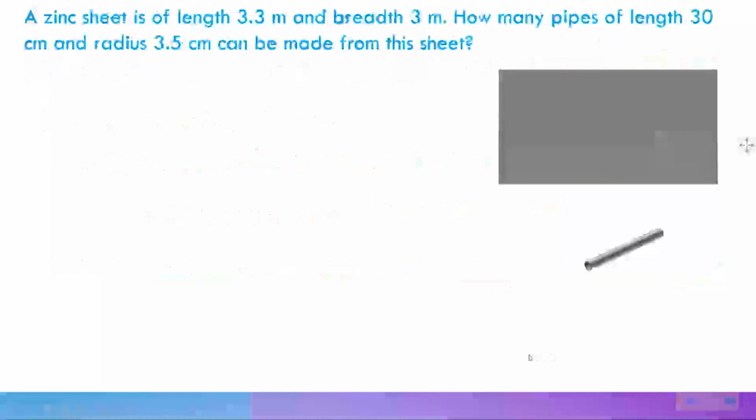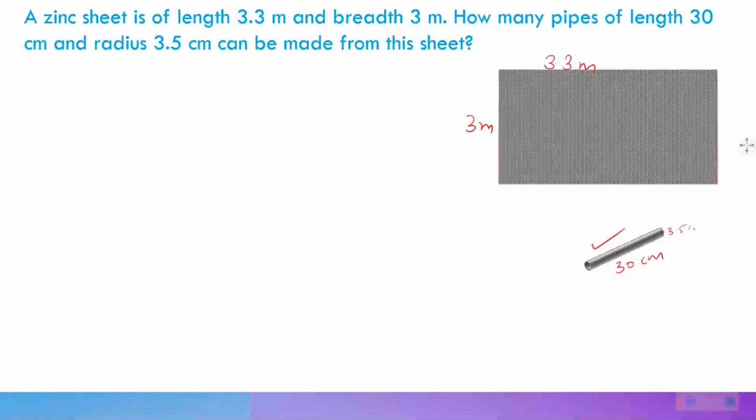Okay, we'll go ahead. A zinc sheet is of length 3.3 meter and breadth 3 meter. How many pipes of length 30 centimeter and radius 3.5 centimeter can be made from this sheet? So it is given that the length is 3.3 meter and breadth is 3 meter. We are making pipes having length 30 centimeter and radius given as 3.5 centimeter. Please remember that the units are not the same. We have to convert them into meter or centimeter. Better convert meter into centimeter for convenience.